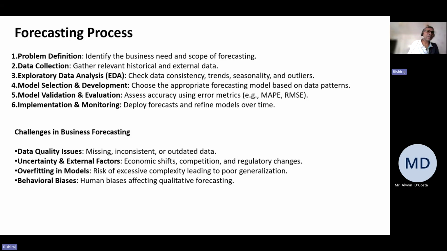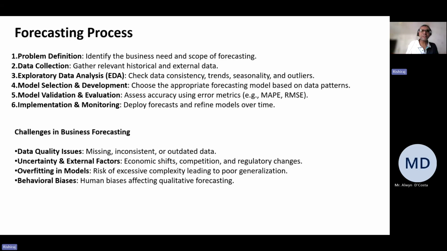Then we have to select a model and develop, or the model has to be developed. Choose an appropriate forecasting model based on the pattern. For example, we can use ARIMA, which is auto-regressive moving average, or SARIMA. So we need to select a model and develop that model by feeding the data slowly and cleaning the data and making it ready. Then we need to validate the model, and we have to evaluate the results or evaluate the outcome of prediction that we got, predictive and outcomes.